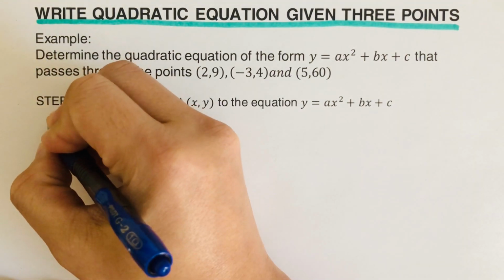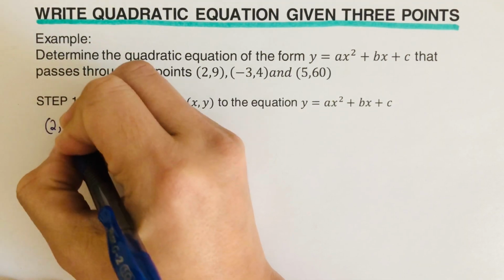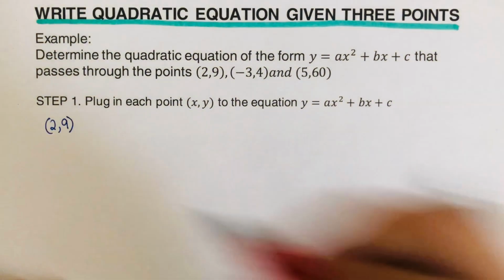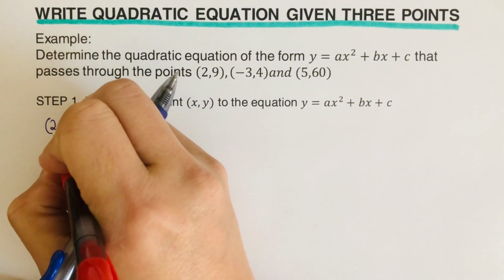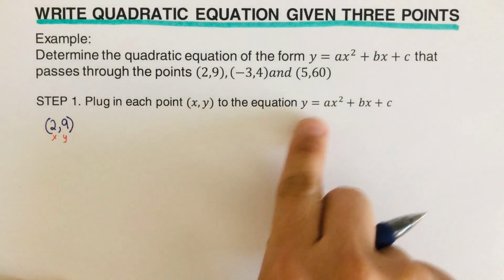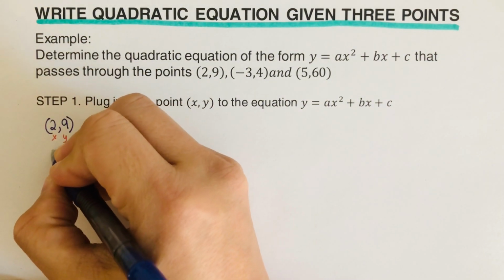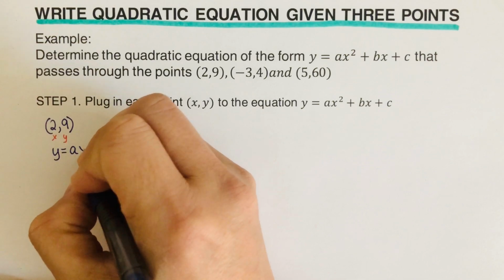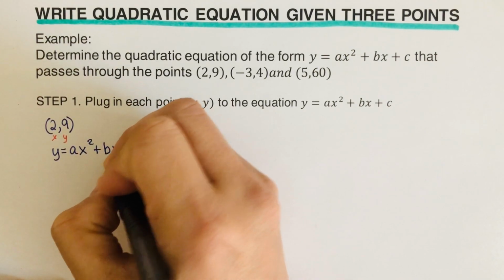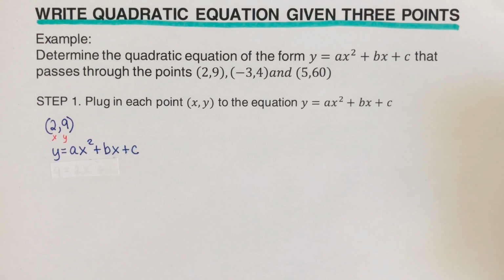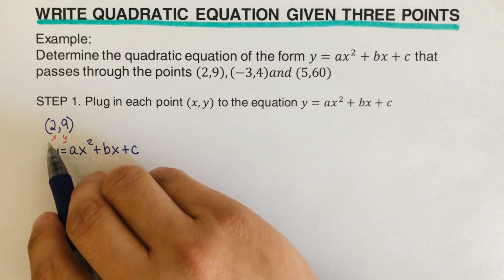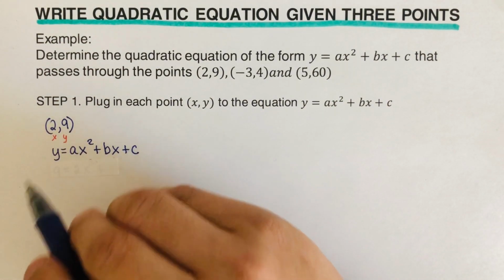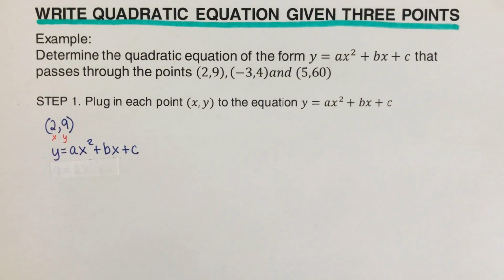So that would be (2, 9). What I would do is label this as the x and the y, and then plug this into the equation that we have here. So originally that's y equals ax squared plus bx plus c. What we do now is plug this x and y into this. Now I'll give you a tip. Before you plug in values of x and y into the equation, change the variables into parentheses before you plug the values in.